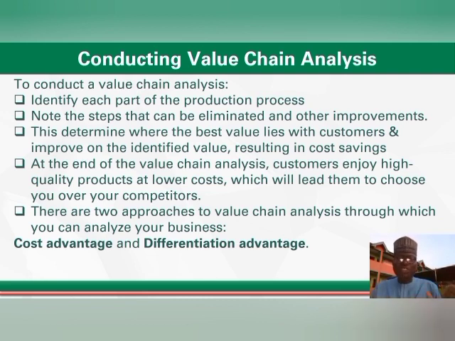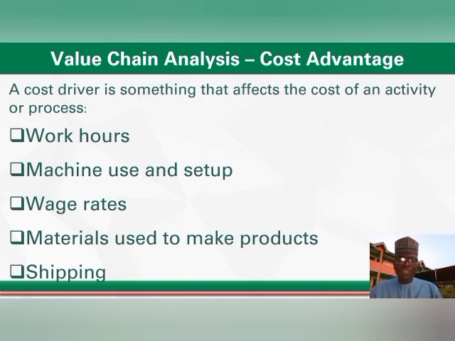Practically, there are two approaches to value chain analysis through which you can analyze your businesses. Number one, cost advantage and differentiation. Now, there's one other thing that you need to understand in cost advantage, and that means at what point, in what area can you reduce the cost? You look at your work hours. In some other climes they pay their workers per hour, so you look at that. You look at your machineries and your setups. Where and at what point can it be reworked?